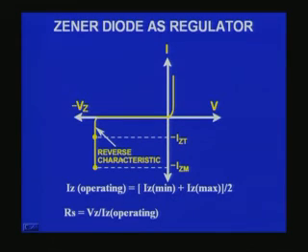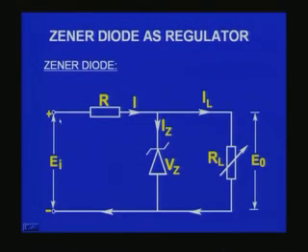Again, I have shown here IZ operating will be IZ minimum plus IZ max divided by 2, the average of these two values, and RS is VZ by IZ operating, from which we can calculate the value of RS.